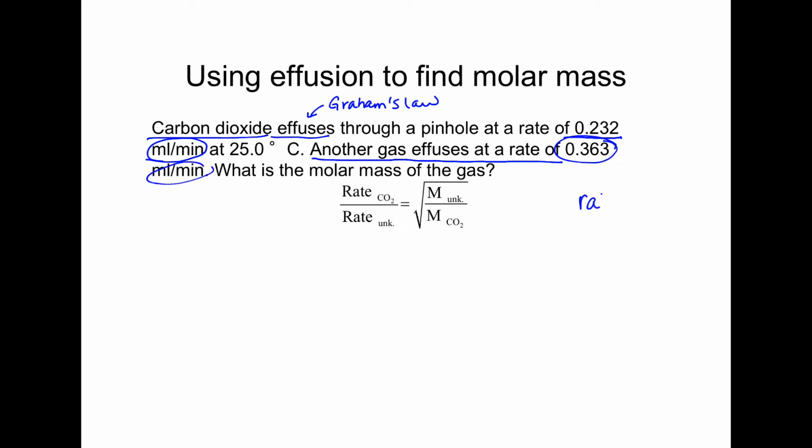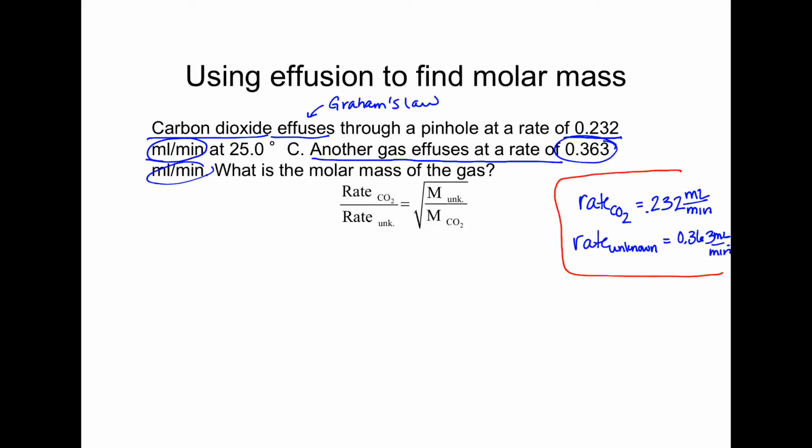The first rate, the rate of carbon dioxide, was 232 milliliters per minute, so a volume per minute. My second rate is the rate of, it just says another gas, I'm going to say an unknown gas, is 0.363 milliliters per minute. Now, just looking at these two rates, because this rate is higher, that gas effuses faster, so more per minute, I know that that gas must be traveling faster, and so I know that that gas must be lighter than carbon dioxide.